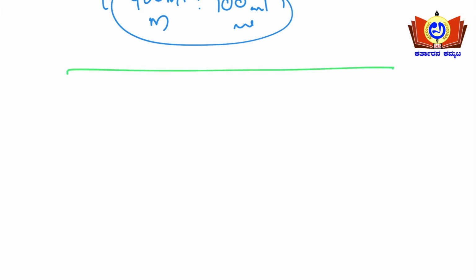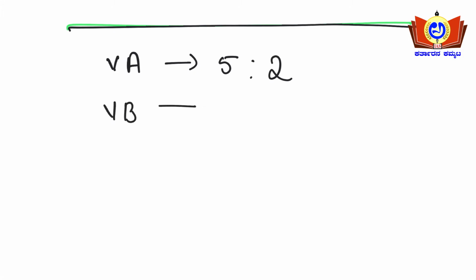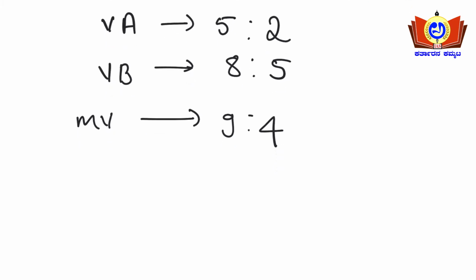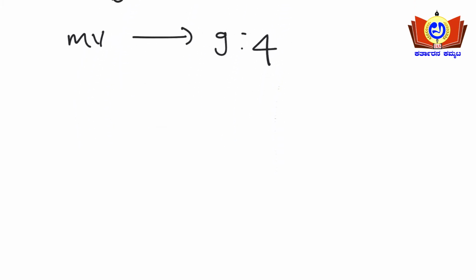Okay, the answer goes on like this here. See here, I'll be taking milk here. Okay, so vessel A, what is the ratio? 5:2. Vessel B, what is the ratio? 8:5. So what is the mean value I need to obtain? 9:4. Yes or no? See here, I'll be substituting here how it goes.